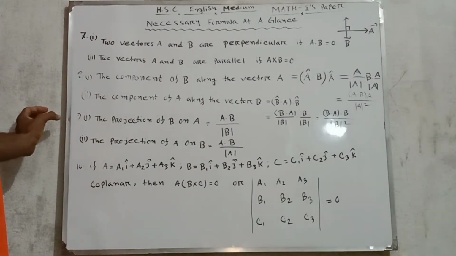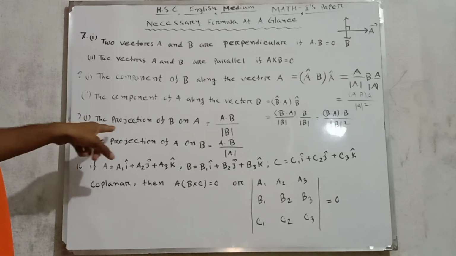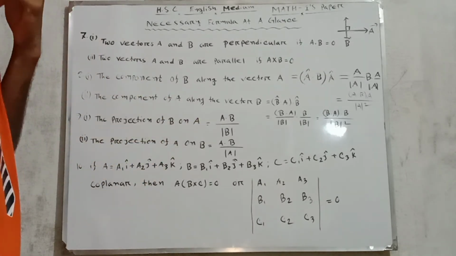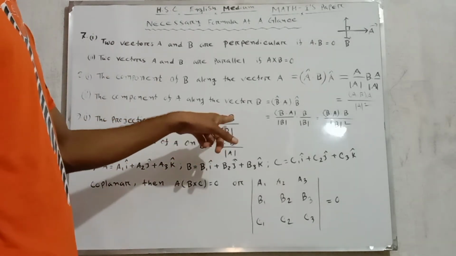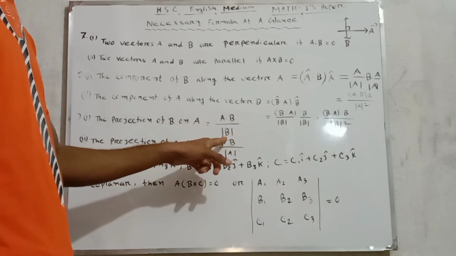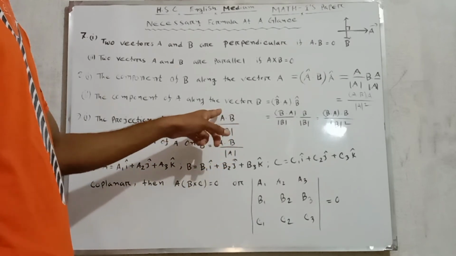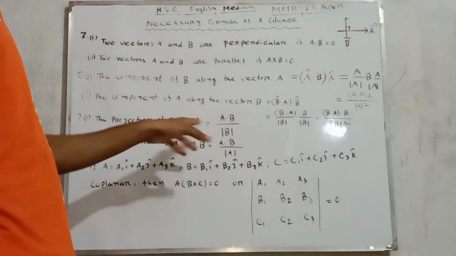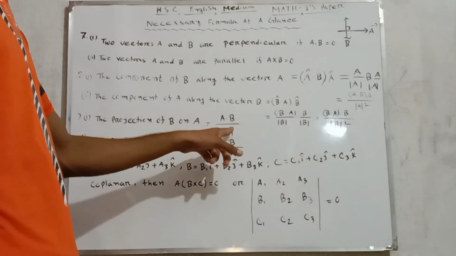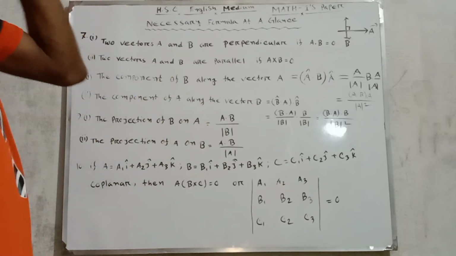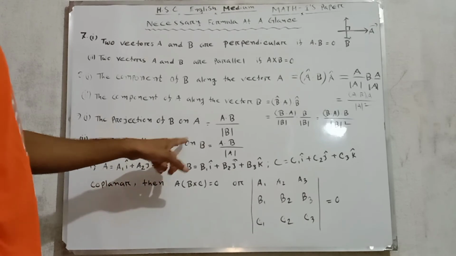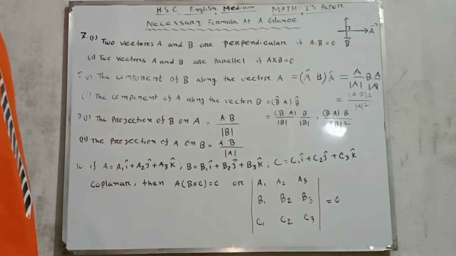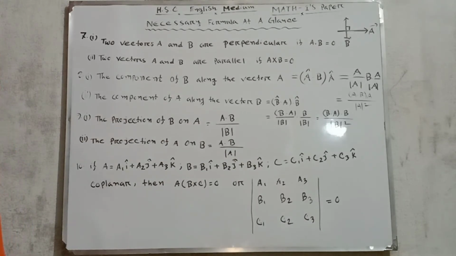Next formula, formula 9. The projection of B on A is B divided by the modulus of B, into A. Likewise, the projection of A on B is A divided by the modulus of A, into B. This is the formula.